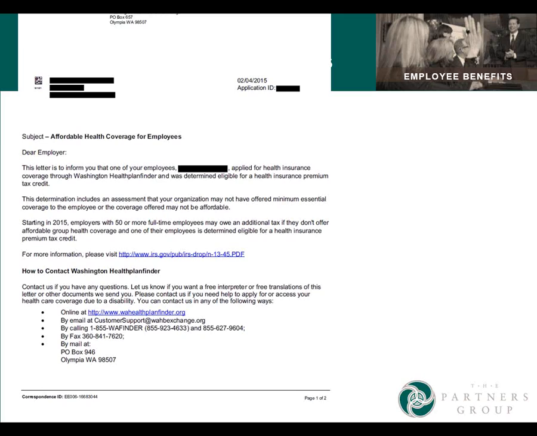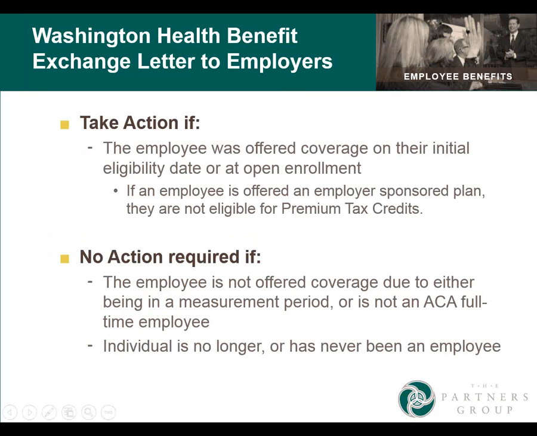So once again, that employer reporting that we just went through, where you identify all of your 30-hour-a-week employees and you outline whether or not you offered them coverage and why you did or did not offer them coverage, that's going to be the information, when it's matched up with people that have applied for and received a subsidy, that's used to determine whether you're subject to a penalty. What this information is good for: you may want to look at this more closely if you see that an employee was offered coverage on their initial eligibility date or open enrollment.